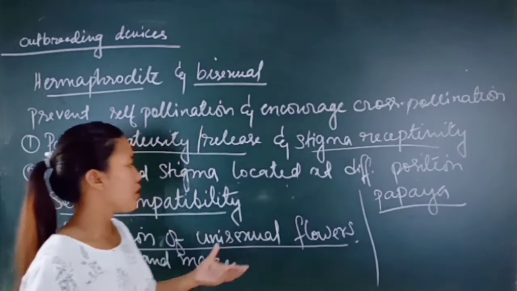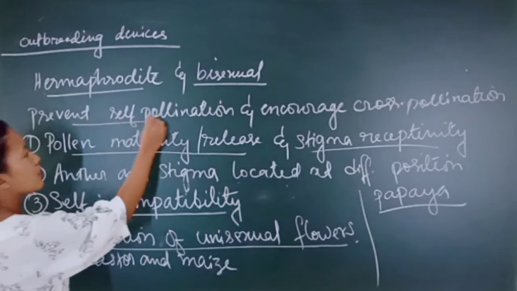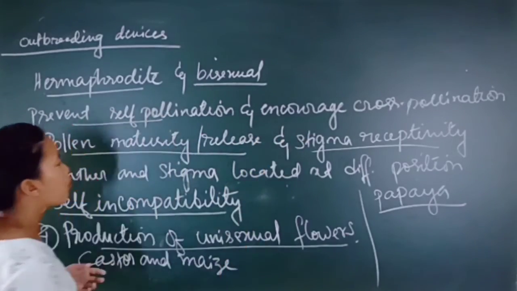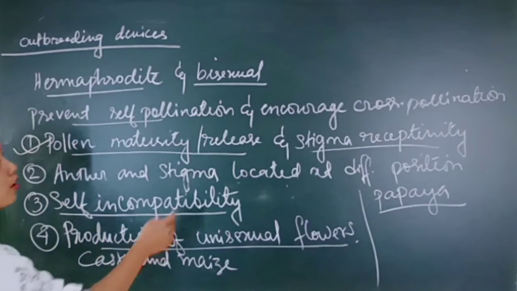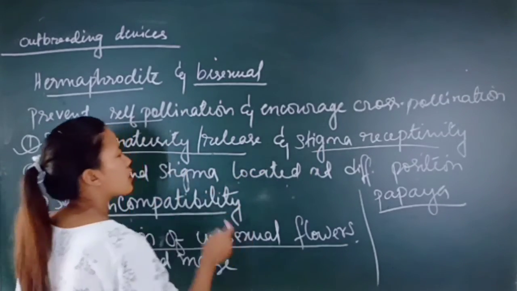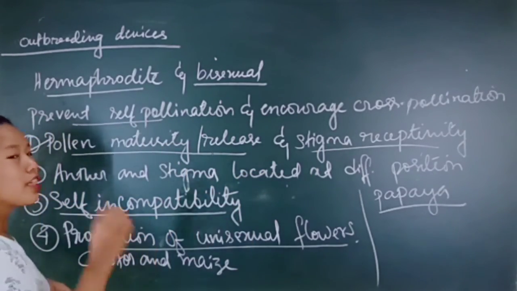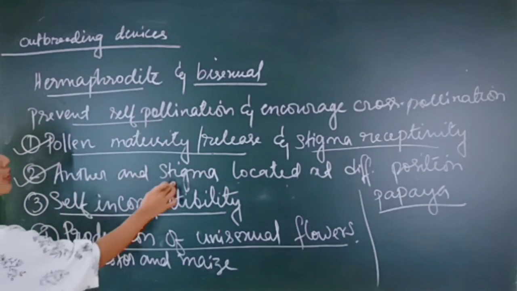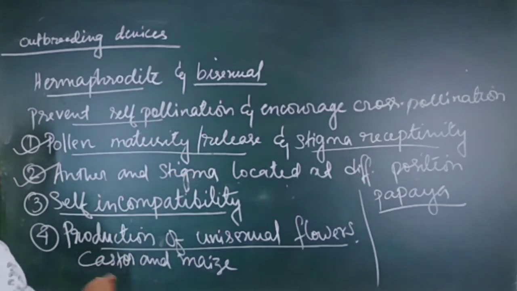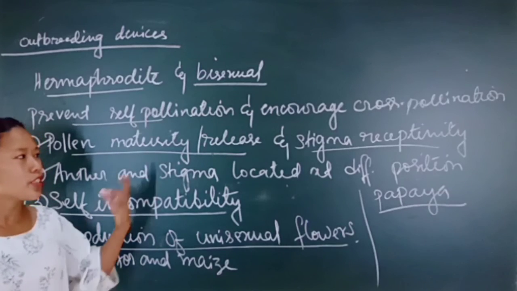So these are the adaptations for preventing self-pollination and encouraging cross-pollination. Let us see once again. First, pollen maturity and stigma receptivity are not synchronized, that is, they do not take place at the same time. Second, anther and stigma are located at different positions. Third is self-incompatibility, and fourth is production of unisexual flowers. So these are the adaptations.